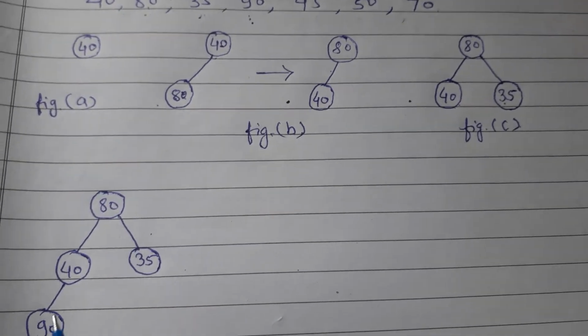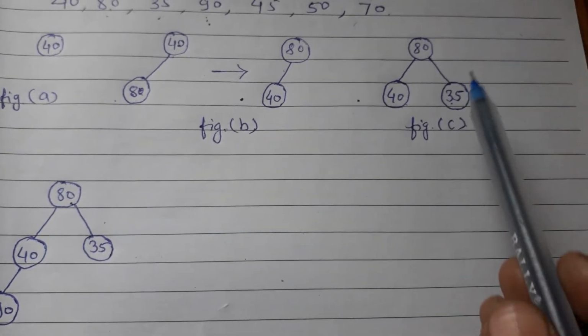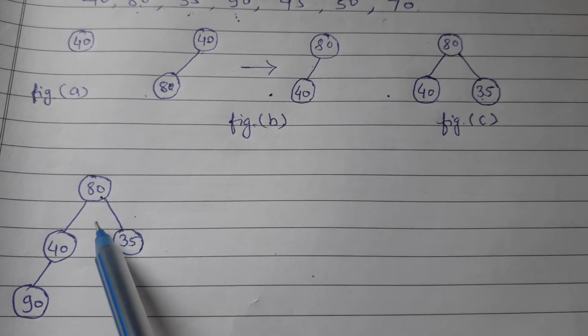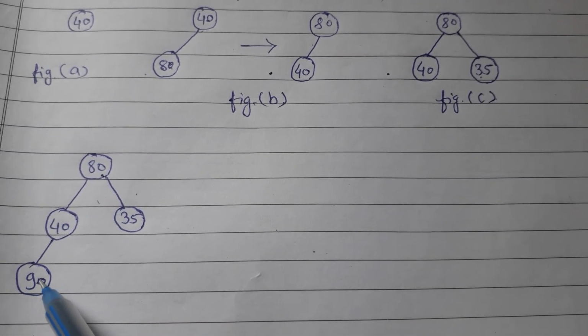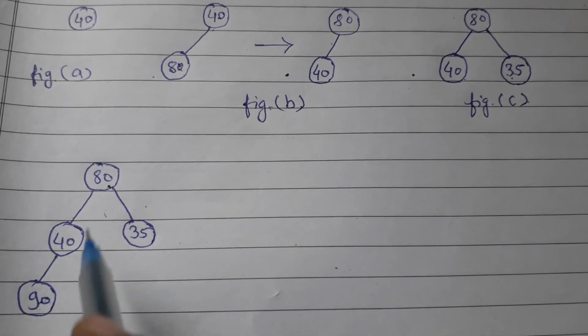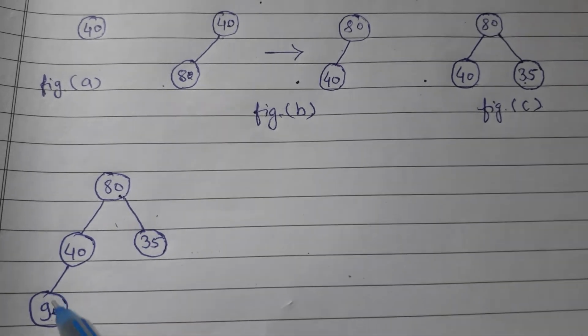Okay, so here we can see that 80 is a number, 80 is a root node. So this tree, or this heap, remains as it is. So here we just insert 90 as a left node, or a left child. So here this heap violates the heap property.